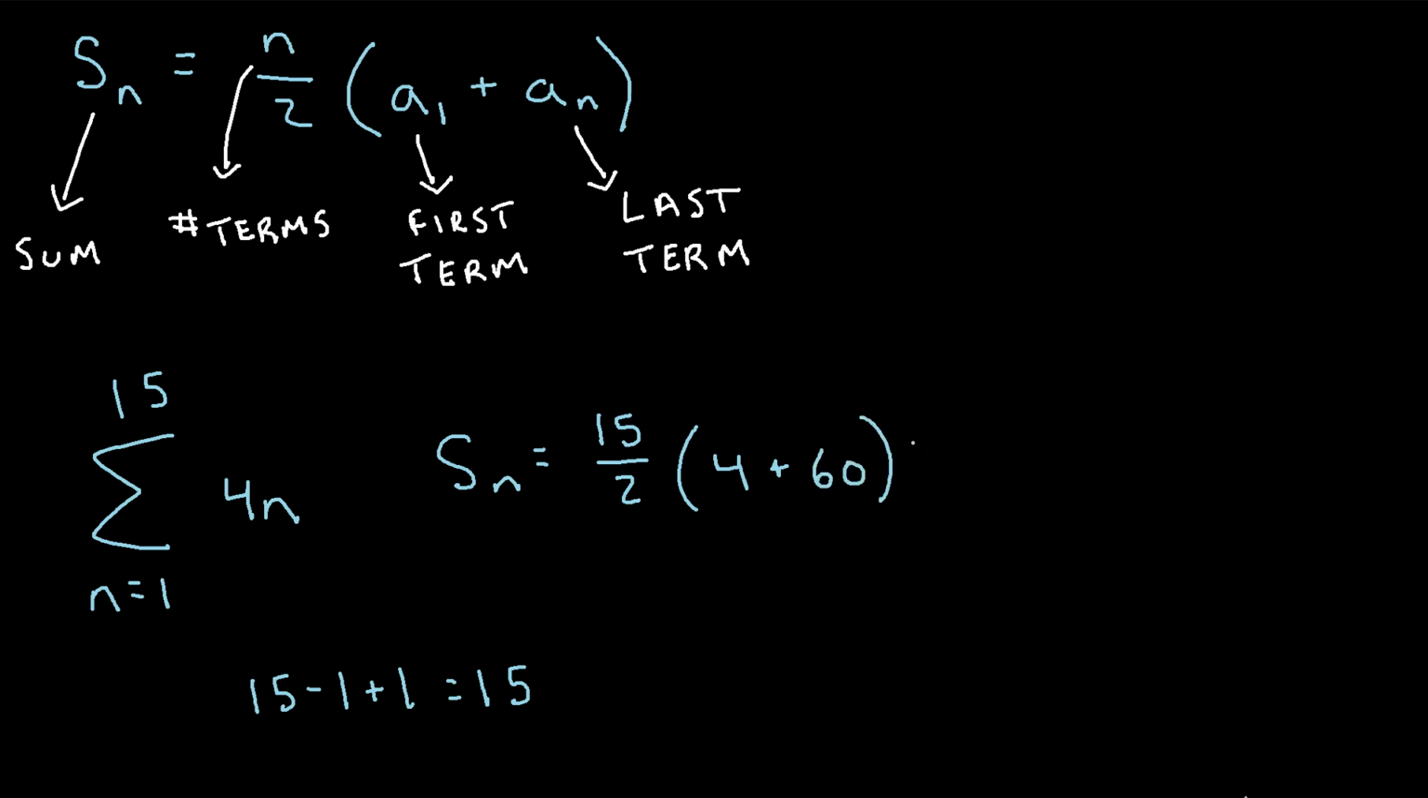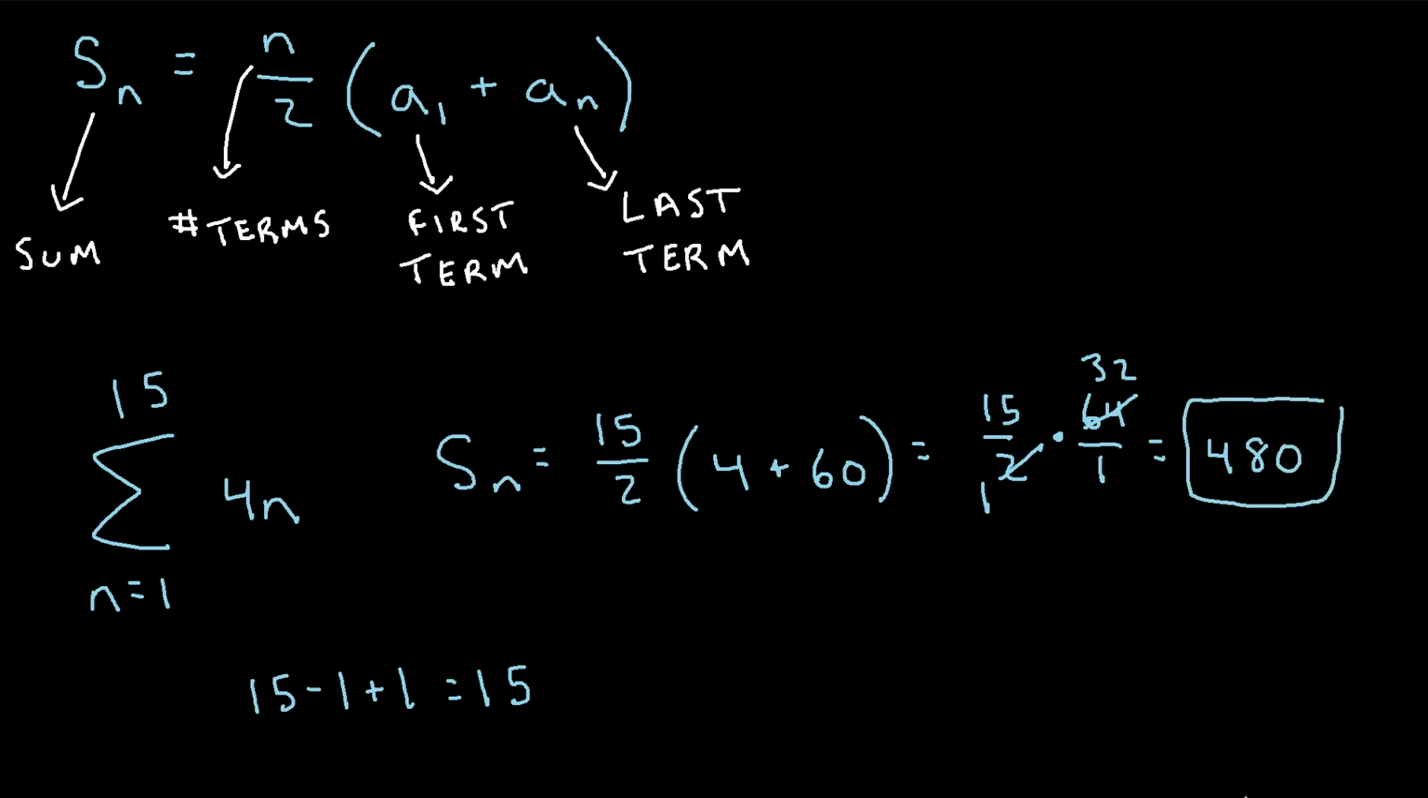So the sum is going to be equal to 15 over 2 times 4 plus 60 is 64. If we want, we can write that as times 64 over 1. Now, if we multiply these values, we can cross-reduce: let's divide this 2 by 2 and make it a 1, and divide this 64 by 2 and make it a 32. So we get 15 times 32, which turns out to be 480. That is the sum of all the values in this series.